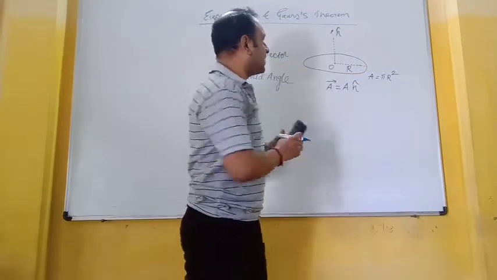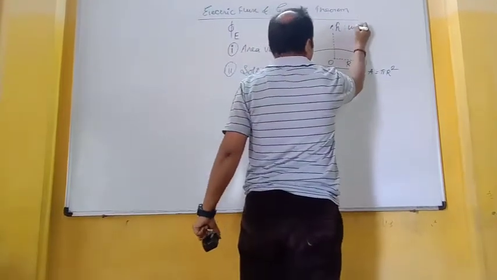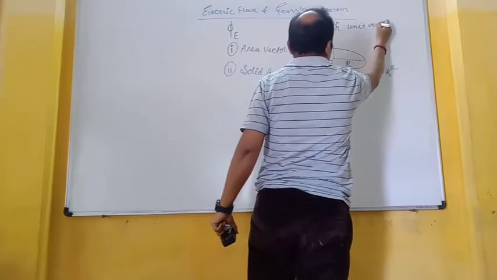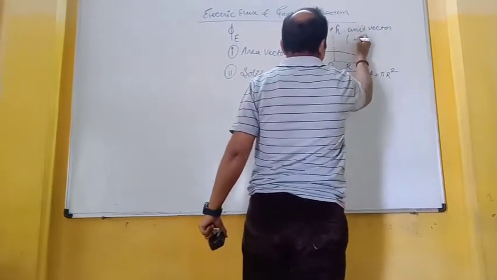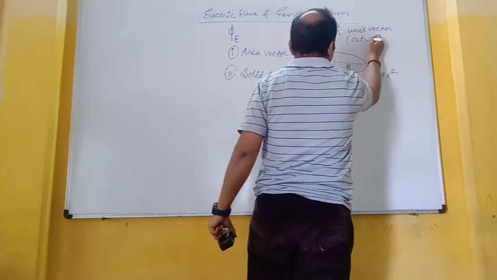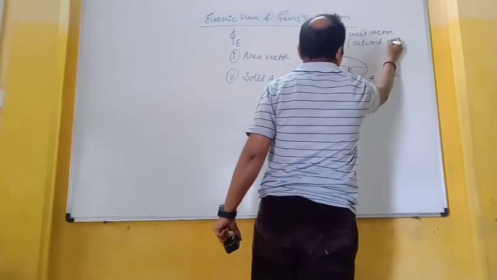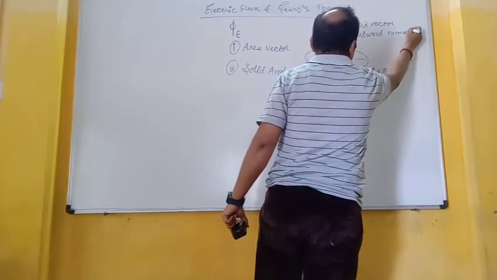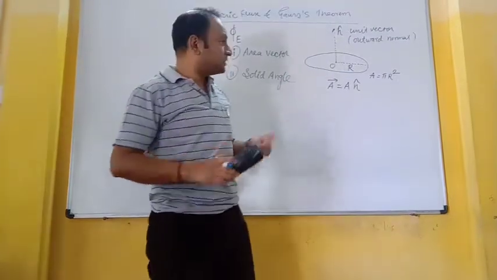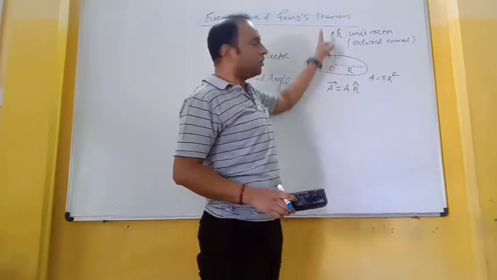Now this n cap is the unit vector, always drawn normally outward.